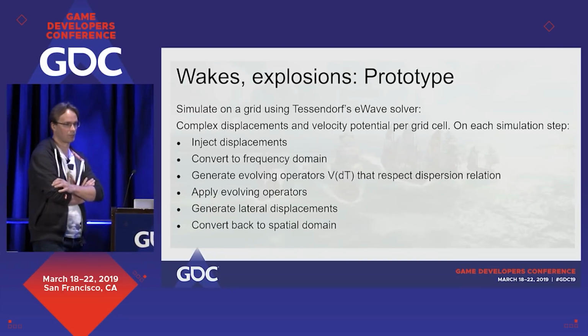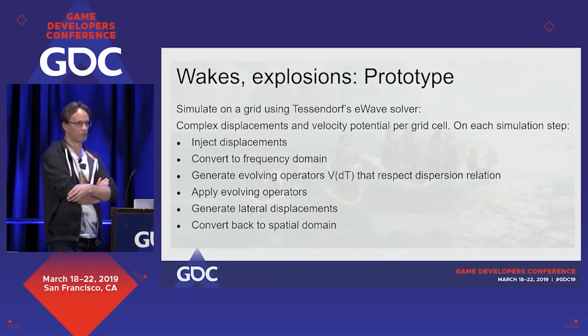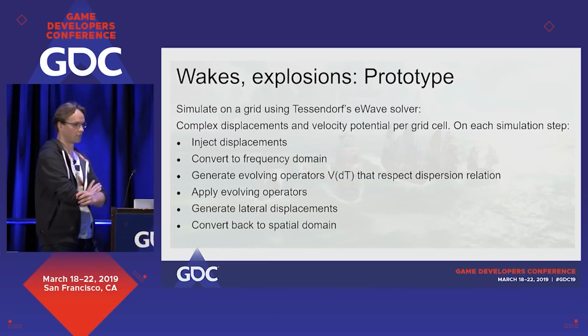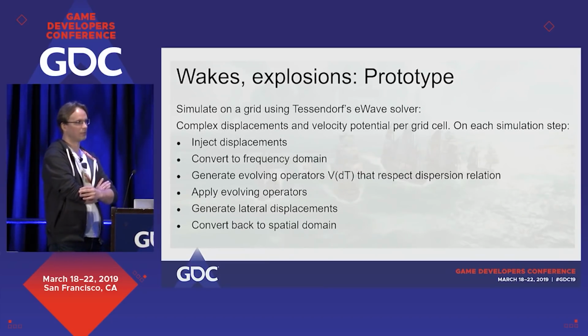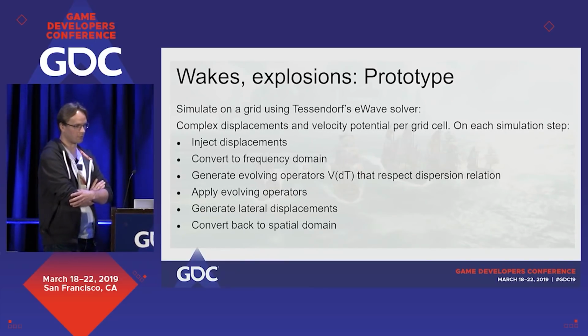So, yes, we need the ocean surface to be displaced by local objects like ships and boats and explosions and whatnot. And that leads us to need to introduce some local simulation. For this, we use another Tessendorf paper. It's called the E-Wave solver, an exponential solver. The idea is quite the same as we used for the wind wave simulation. You have a grid of displacements and velocity potentials, like, I don't know, a 1K by 1K grid of these.